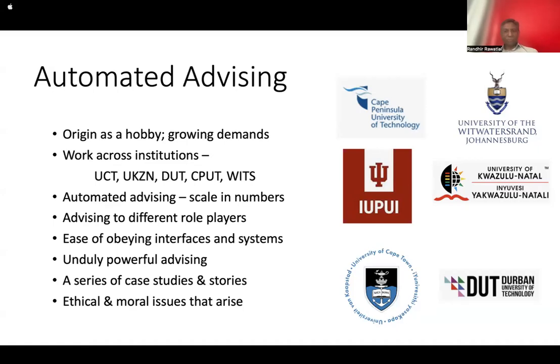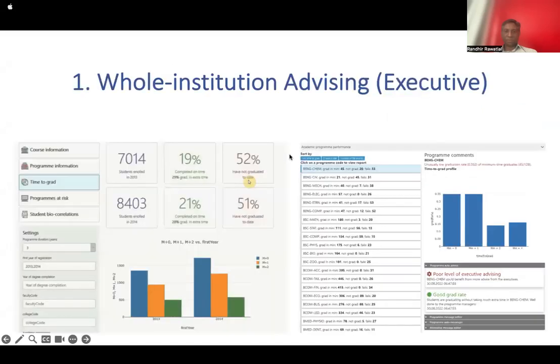So functionality grew over time, and the methods were used at a number of academic institutions to advise their staff and students. Advising at scale doesn't just mean advising large numbers of people. It also means that all role players need good advice, from students to lecturers to program managers to deans and even vice chancellors. Although the advising is quite effective, there are sometimes ethical and moral questions that arise, and I'll walk us through a few case studies and experiences at some institutions.